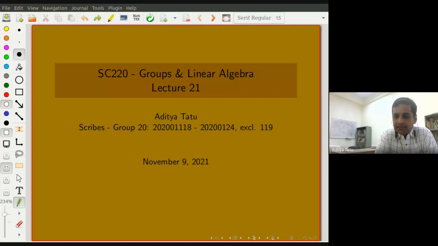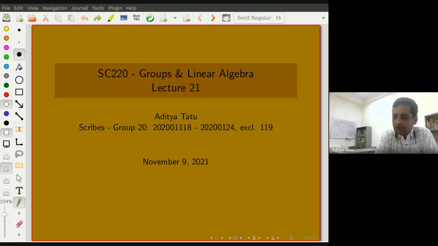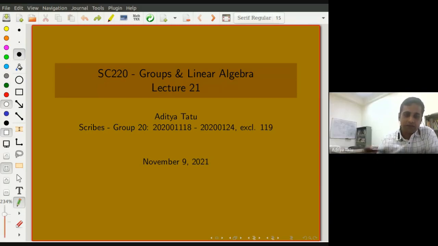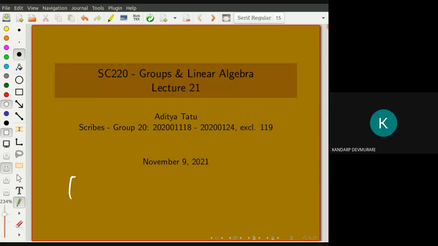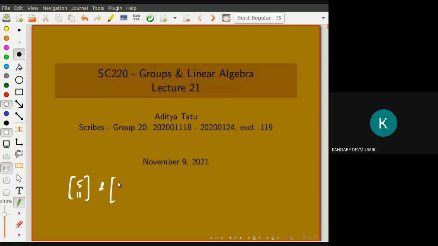Sir, I have a doubt in the previous tutorial. It was a question about vector spaces. It was asking how many vector spaces are there whose elements all come from R square, such that both (5, 11) and (15, 33) belong to the vector space. Just a minute, I'll write down the numbers. Once again, which are the elements? (5, 11) and (15, 33). Okay.